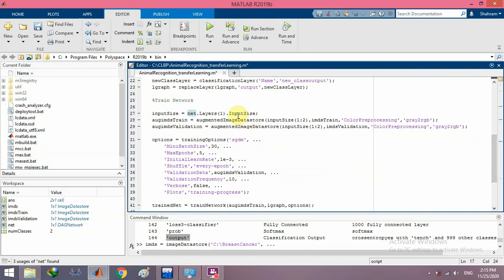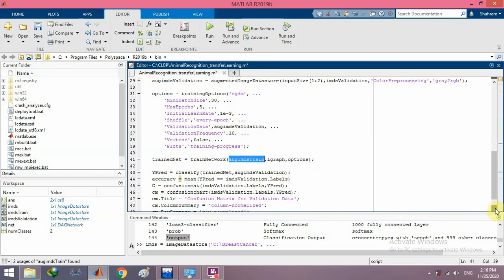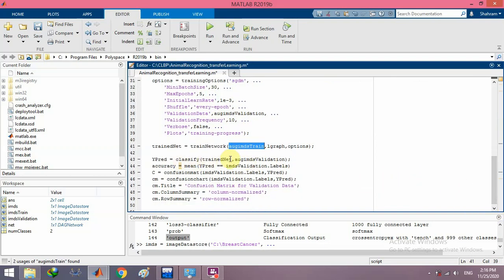I will explain about data augmentation. These are the training options, and as you can see, we train the network again over the new architecture that I created. These are the options, and this is the train set, but the augmented train set. I will explain this part later. And then you can check the classification accuracy like the previous one.